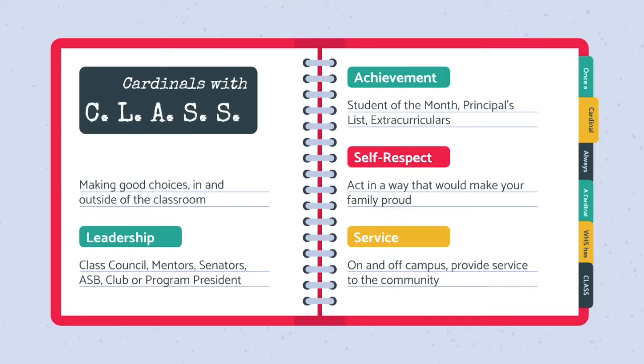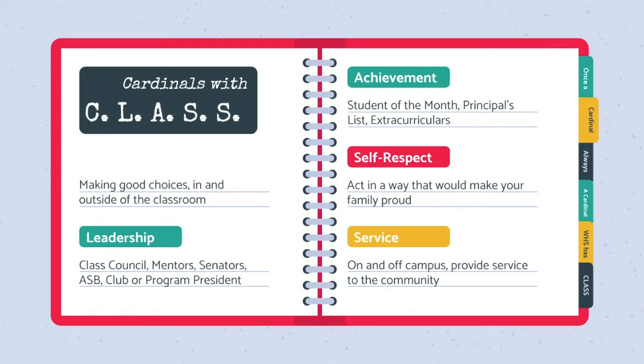Achievement. Every month we have a student of the month where teachers and counselors can choose a student that we feel has demonstrated the Cardinals with Class ideals. And we have a ceremony and they get a certificate and they get a little gift card for food. Principal's list, if they have a really good grade point average and extracurricular activities, that's also considered under the achievement category.